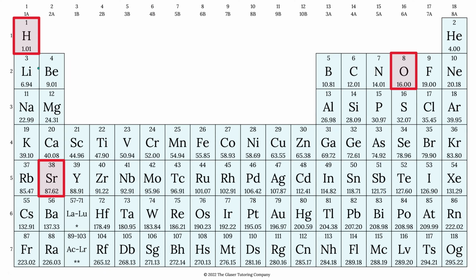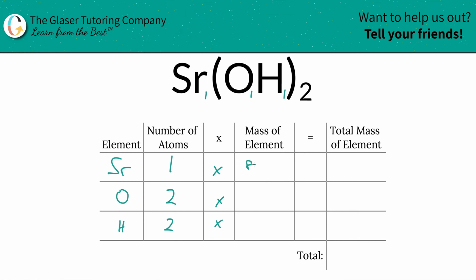Strontium's mass is 87.62. Hydrogen is 1.01. Oxygen is 16. So let's write them in. All right, so 87.62 for strontium. Oxygen is 16. Hydrogen is 1.01. And then all we're going to simply do is find the total mass of each element by simply multiplying this row on across.